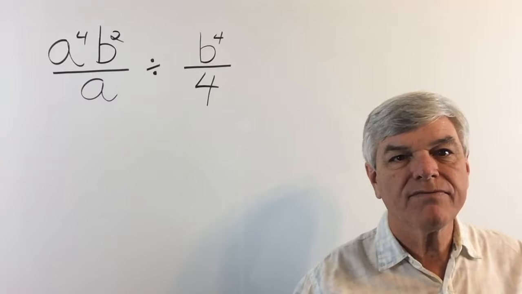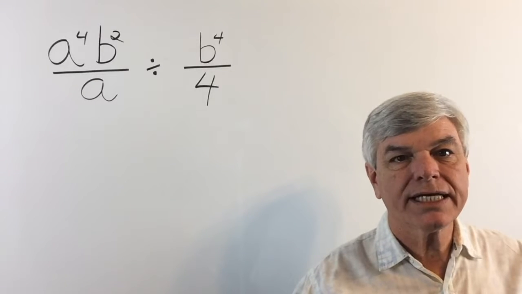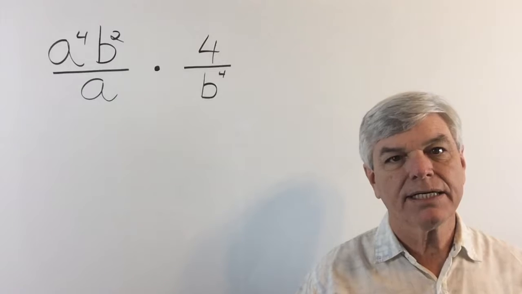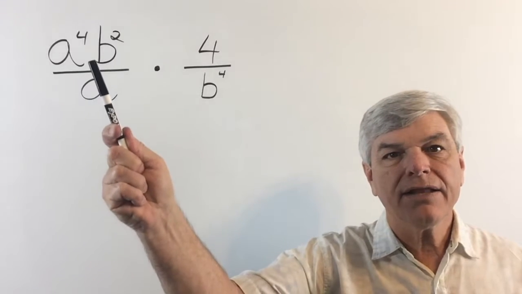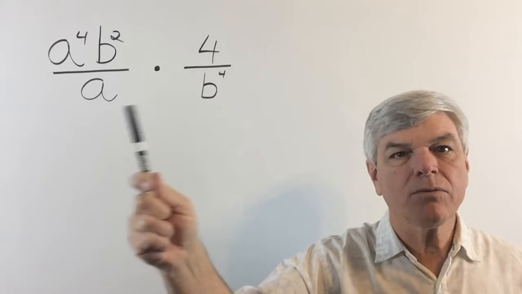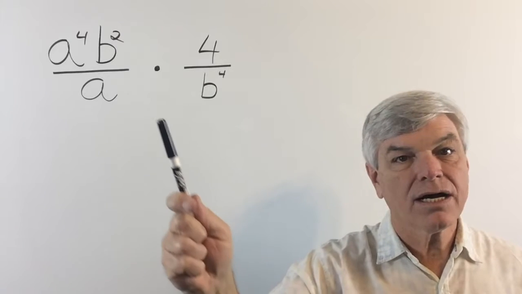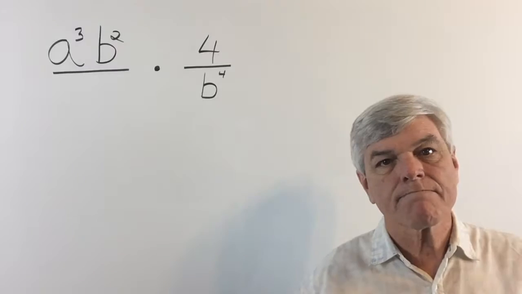Okay, we've done this before, and if you remember, when we're dividing two fractions, we take the second fraction and we flip it. And then we follow through just like we did last time. Let's see, we have a to the 4th, and we have an a down here. We don't have any more a's, so that's the only a we have down there. So 4 minus 1 is 3.